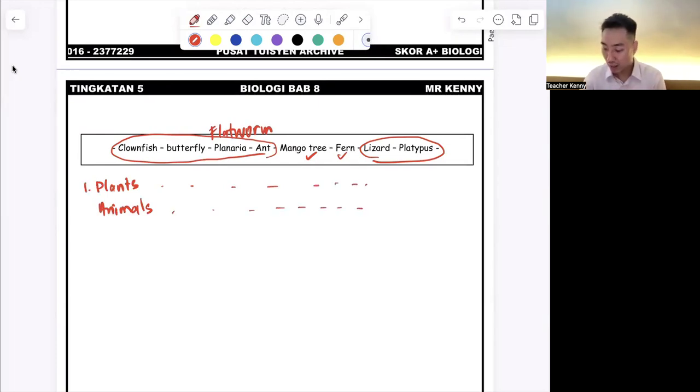Now we have two plants, right? When we have two plants, we cannot write the two names there. We have to open another level by saying go to number two. So number two, we are going to split the two plants out. Can you tell me the difference between a mango tree and a fern tree?